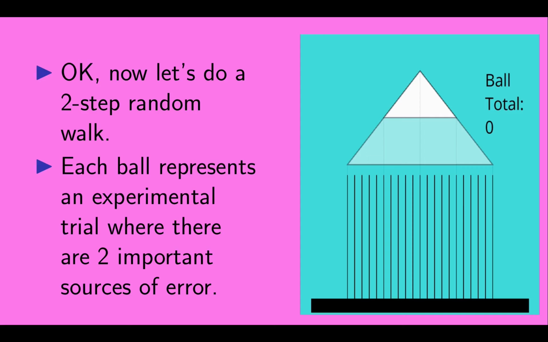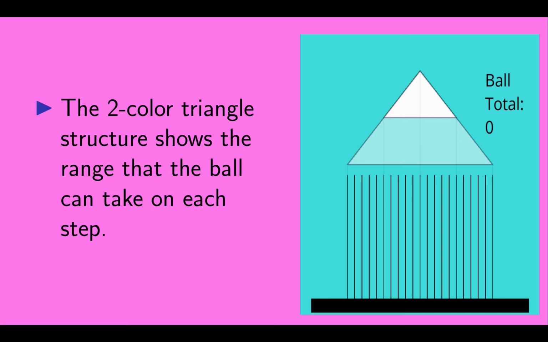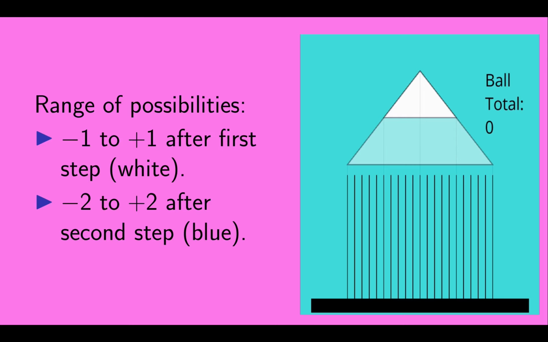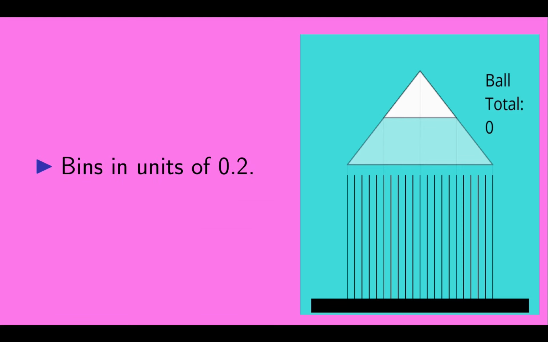Here's the setup for the two-step case. Each ball that we drop represents an experimental trial where there are two important sources of error. The two-color triangle structure shows the range that the ball can take at each step. After the first step, the ball can have a location anywhere between x equals -1 and x equals +1. This range is shown in white. After the second step, it can be anywhere between x equals -2 and x equals +2. This is shown in blue. The bins are in units of 0.2.